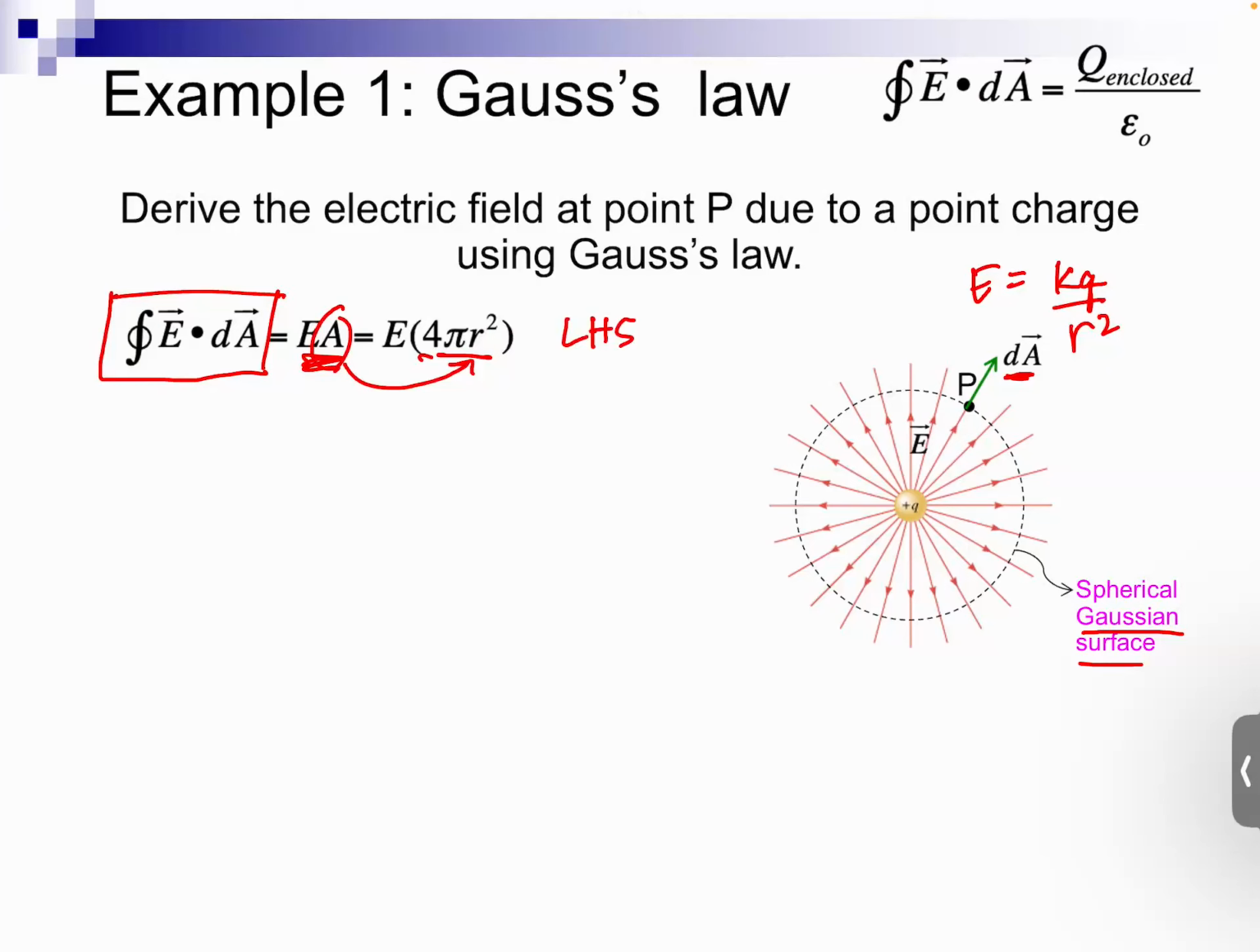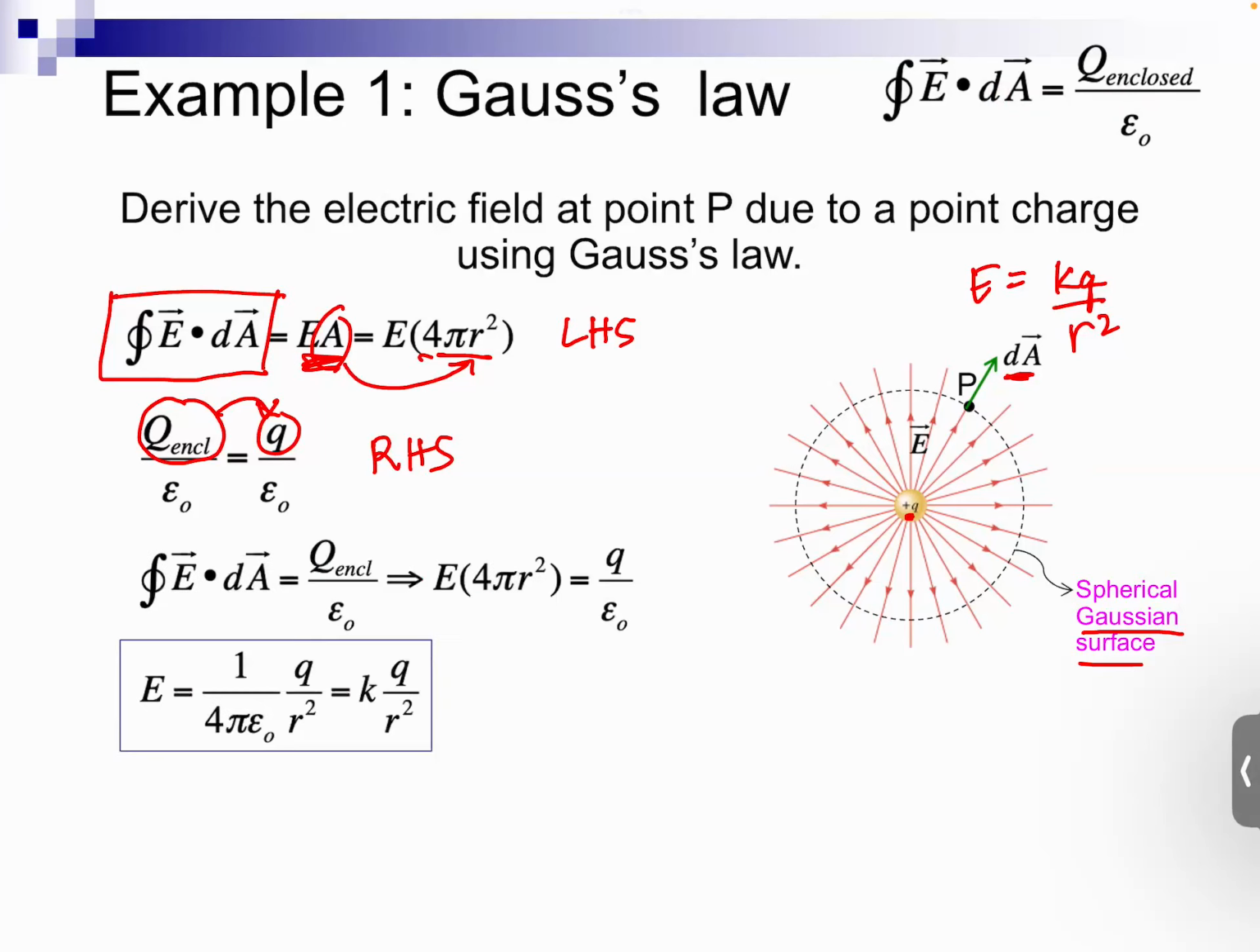For the right hand side of Gauss's law, just look at what is the charge inside the surface that you've used. There is a charge plus Q, so the charge enclosed is equal to small q. This is the right-hand side of Gauss's law. Left-hand side is equal to right-hand side, hence you have E times 4 pi r squared is equal to Q over epsilon naught. Simply rearrange this to find E, which is what we want to find. E is equal to Q over 4 pi epsilon naught r squared.